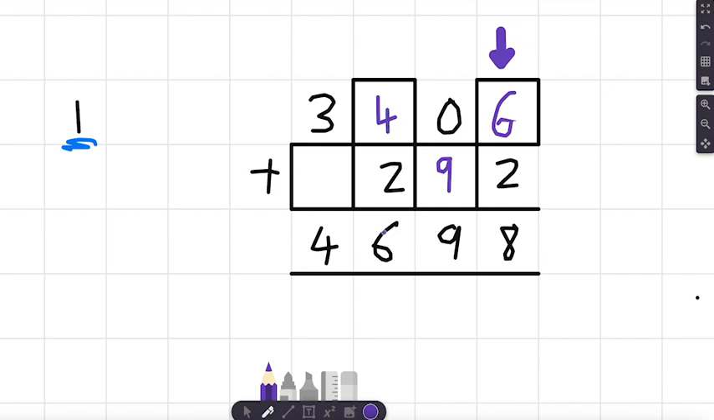So we can add it to the 2 to give us the 6. And lastly, we've got 3 plus something is 4. This one must be a 1. So we have 3,406 plus 1,292, and that gives us 4,698. And if we check that, we can see that will be 4,698. And there's no regrouping or carrying required in this one, so it's nice and simple.